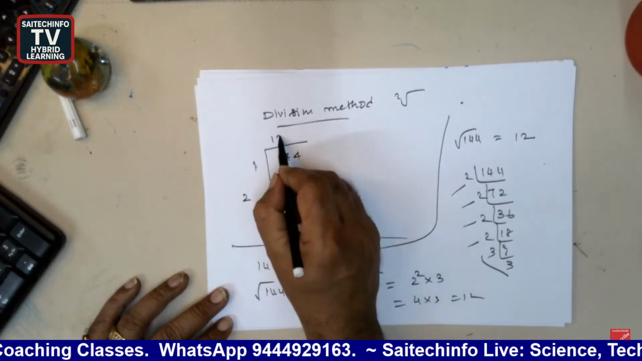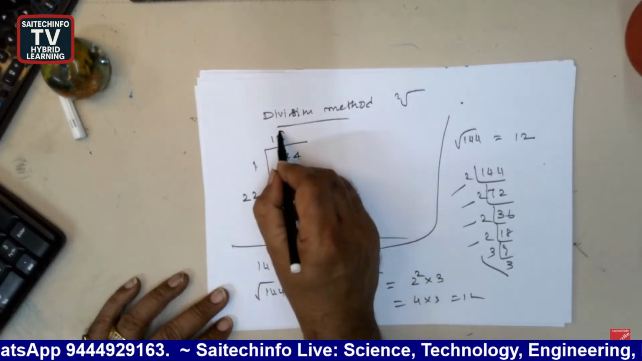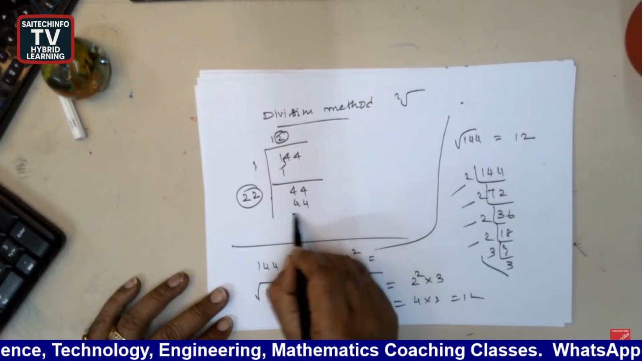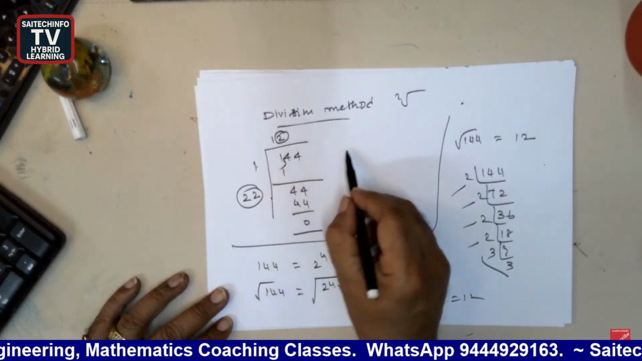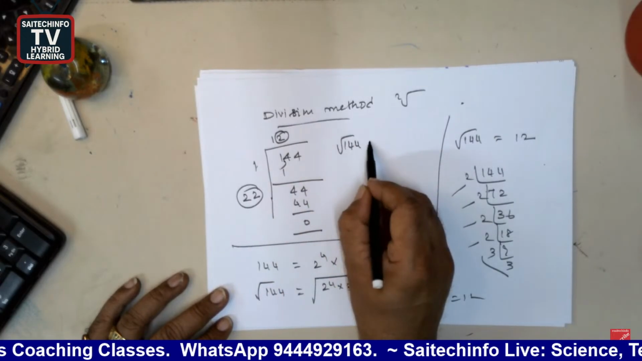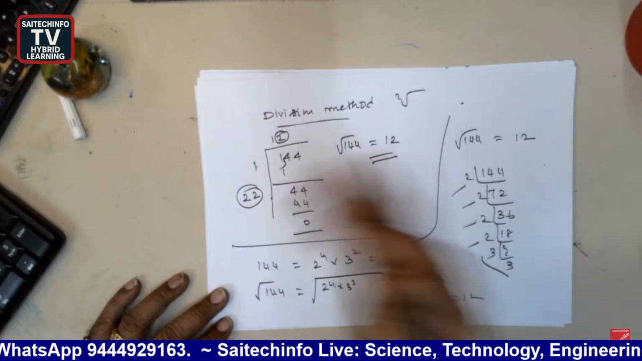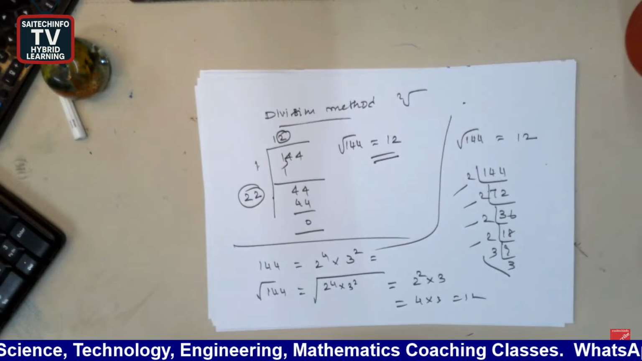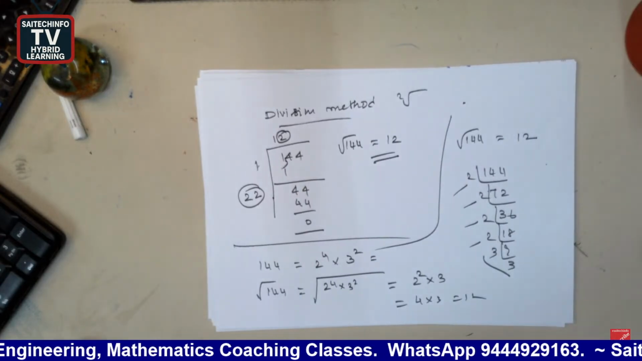I can put 2, 2. So you have to multiply by 2, and this 2, 22. So 44, that is equal to 0. So my square root of 144 is equal to 12. So this is the way you can do. So let me take up some other value also.